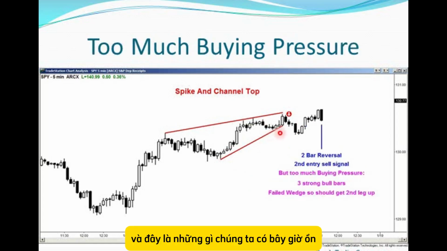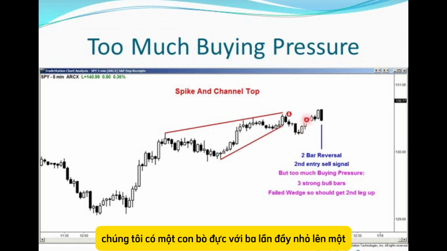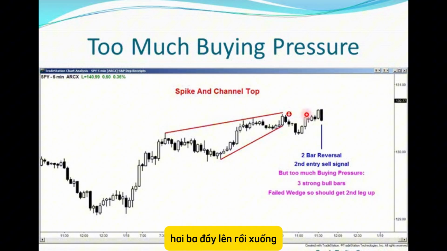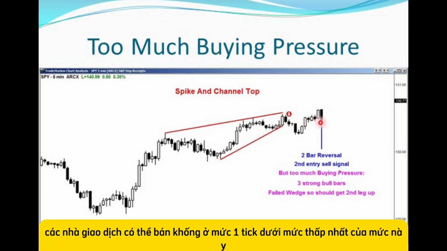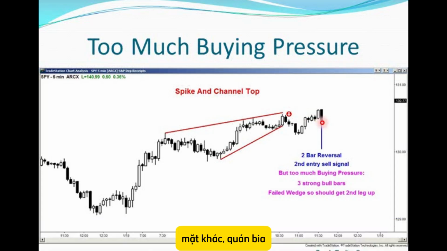And this is what we have now. Okay, we have a bull spike with 3 small pushes up. 1, 2, 3. Push up and then down, up and then down, up and then down. We have a 2-bar reversal and a second entry short. Traders could short at 1 tick below the low of this bear bar.